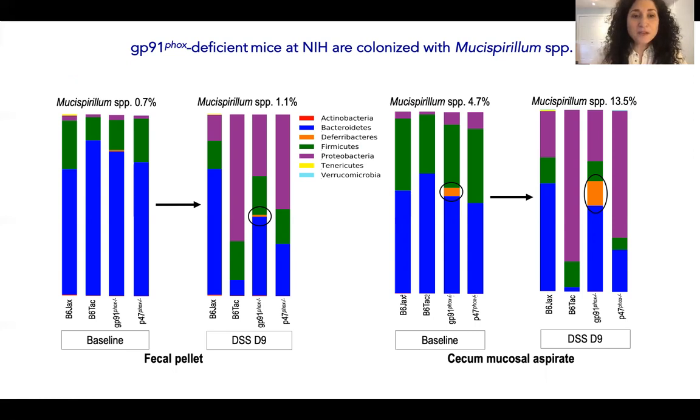Mucispirillum schaedleri. So here you see that in the fecal pellet in mice at baseline, Mucispirillum schaedleri is present only in GP91 knockout mice. It is then slightly enriched in the fecal pellets of these mice after DSS colitis induction. And then we also looked at the microbiome at the level of the cecal mucosa, because this would be the microbiota that's the most closely interacting with the intestinal barrier. And what we see is an enrichment in Mucispirillum schaedleri in GP91 mice at baseline, which is even more pronounced in the setting of DSS colitis.